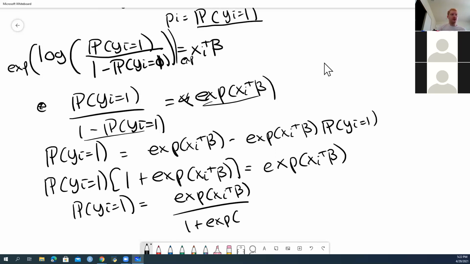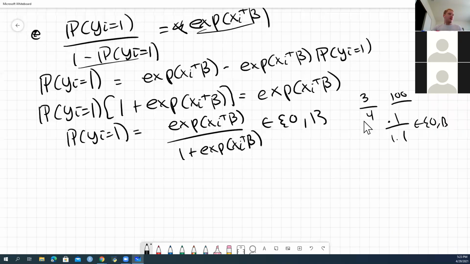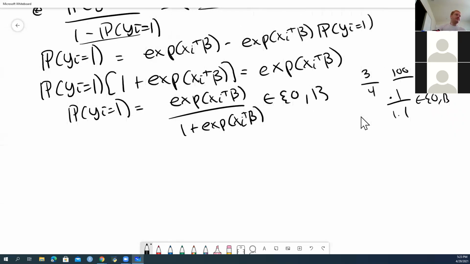And then you get the probability that yi equals 1 is equal to exp of xi transpose beta over 1 plus exp of xi transpose beta. And notice that this value here will always be between 0 and 1, right? There's nothing else. If I do 3 over 4, that's between 0 and 1, and this is always positive as well. Or 0.1 over 1.1, that's between 0 and 1, right? They're never not going to be between 0 and 1. So that's how you kind of know you've done it correctly. And then so then we have this, okay?